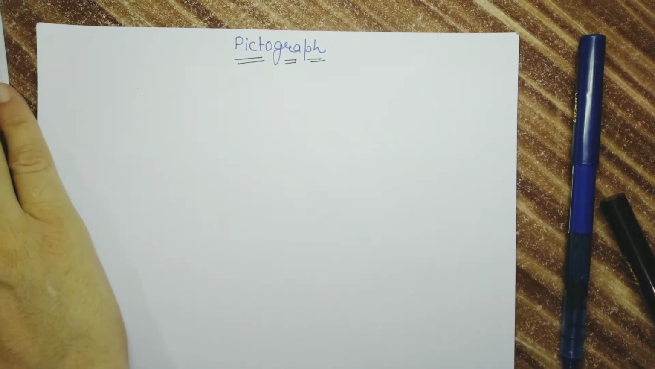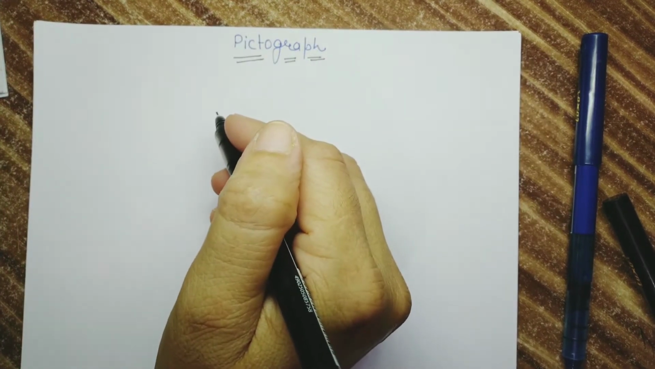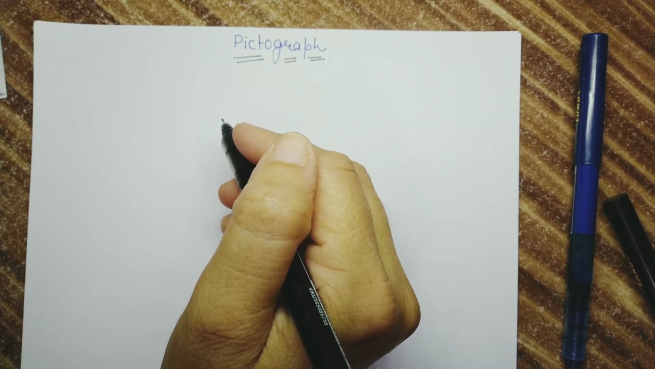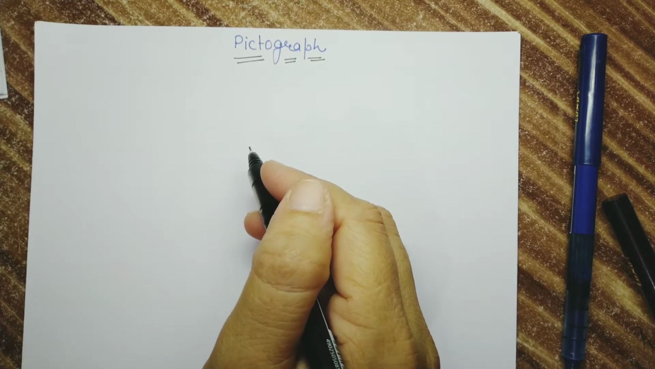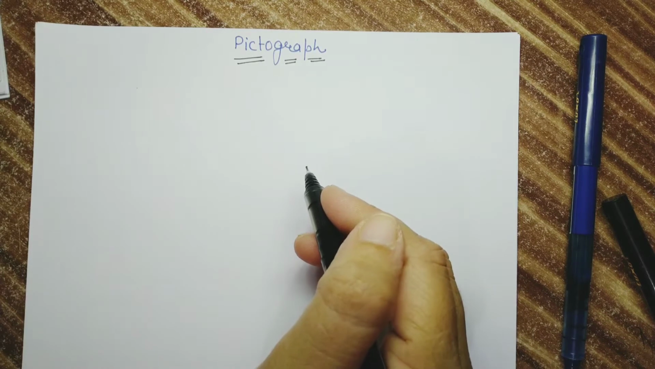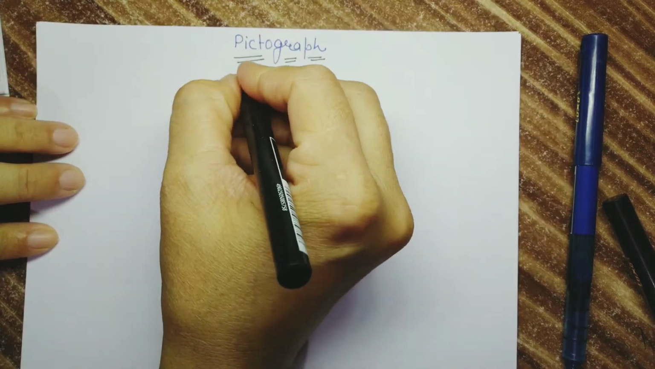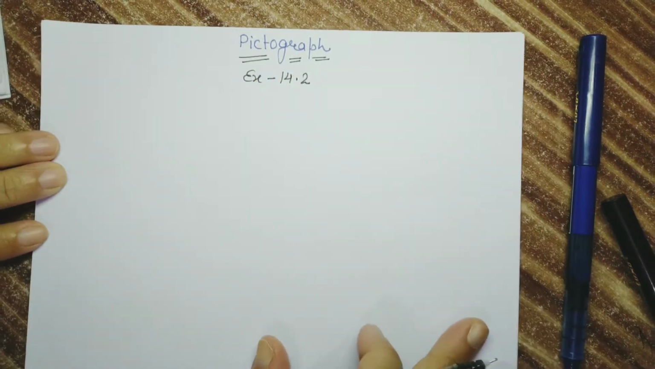Pictograph means the given data is represented by using pictures. So students, when we use pictures, the representation is called pictograph and it appears attractive, so it's easy to understand and answer the related questions. Let's take one example to explain this. I'm going to explain our exercise 14.2.